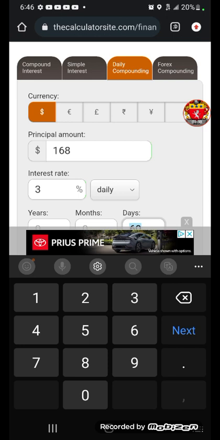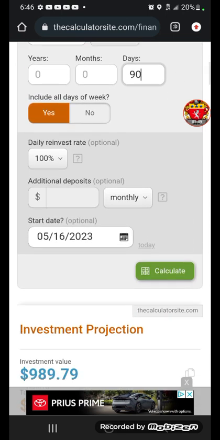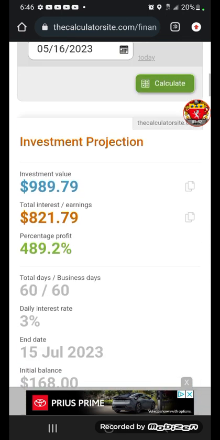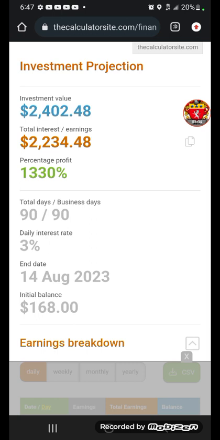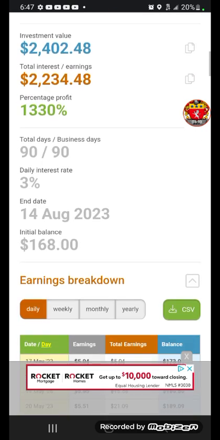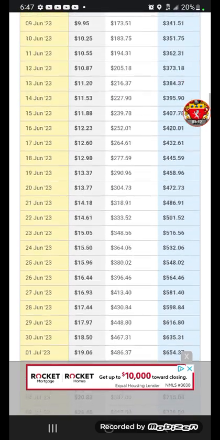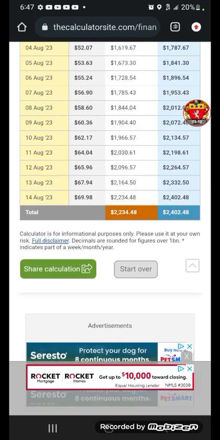But just to be conservative, let's see what an initial investment of $168 will bring you after 90 days with a daily compound interest of 3%. That'll bring your account up to $2,400 after 90 days, 3 months. After 3 months, you'll be making $70 a day.